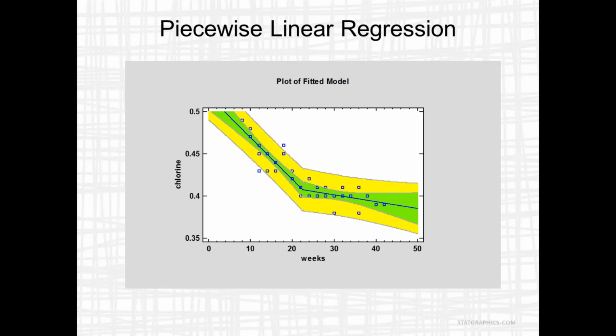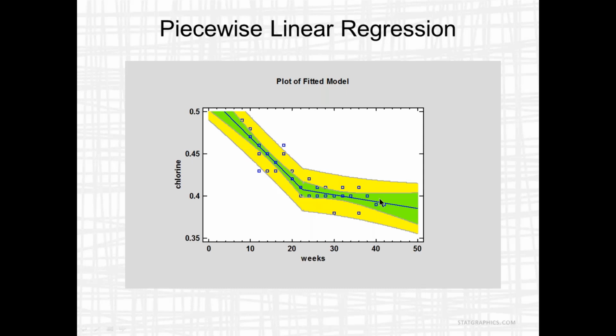Now, to show you a couple pictures of some of these new features, here's what a piecewise linear regression looks like. A piecewise linear regression consists of a number of linear segments which are continuous. They meet at a particular point. Well, the procedure in Statgraphics that fits a piecewise linear regression will now determine both the slopes and the intercepts of the two pieces.